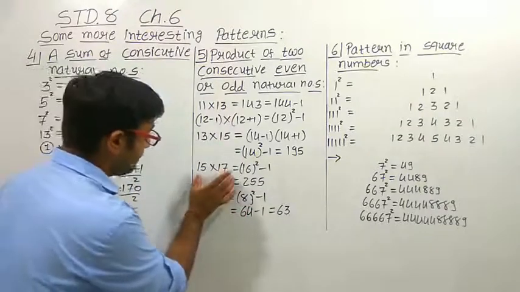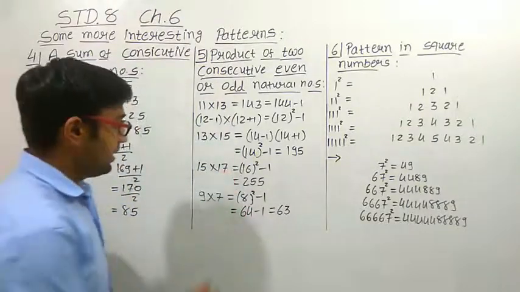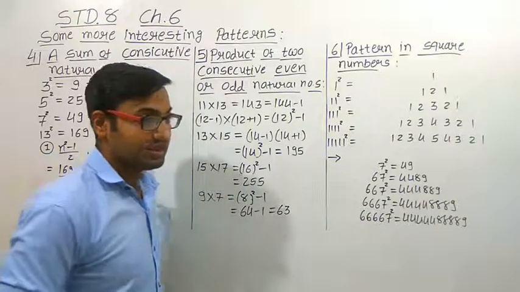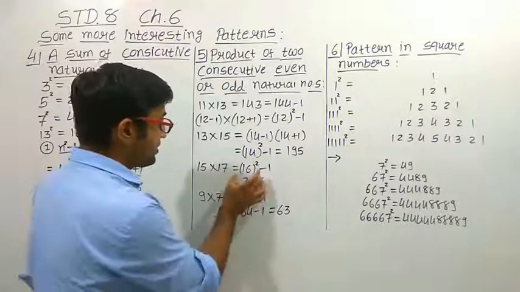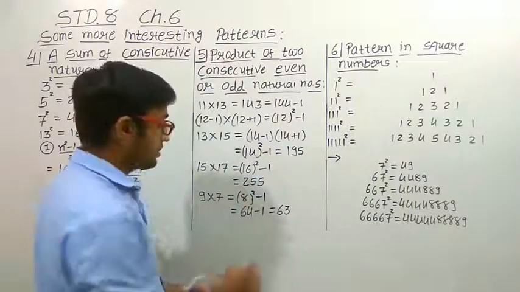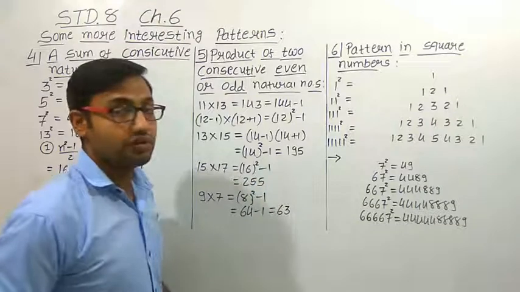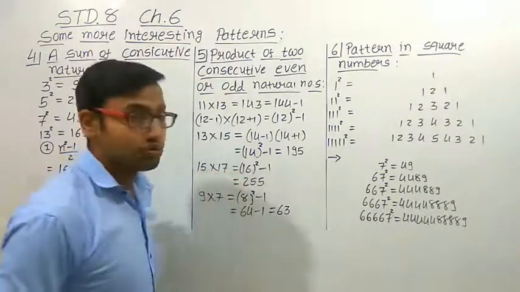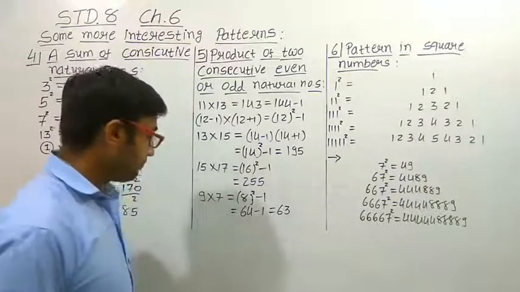Now see, if we want to multiply 15 and 17, we can write it directly. In between 15 and 17, 16 is there. That means 16 square minus 1. And 16 square is what? 256. 256 minus 1 is 255. So you can directly write 15 into 17 is equal to 255.